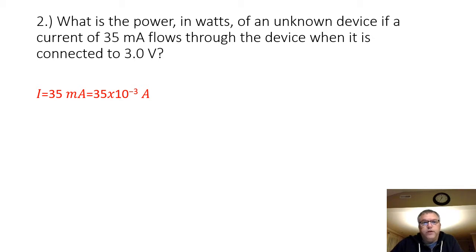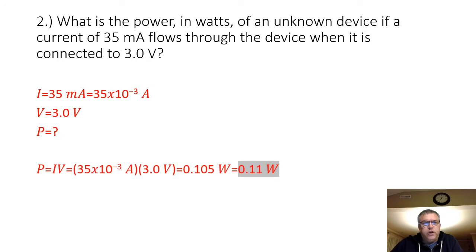We're given the voltage, 3.0 volts, and again being asked to find the power. So we know power equals current times voltage. 35 times 10 to the minus third amps times 3 volts is going to give me 0.105 watts. Rounded to two significant figures is 0.11 watts.